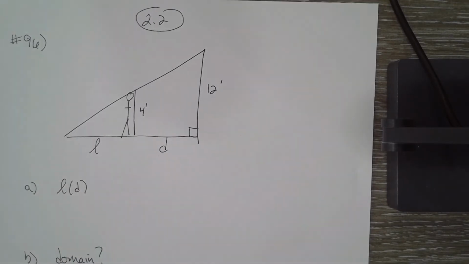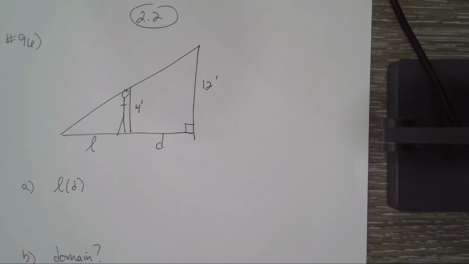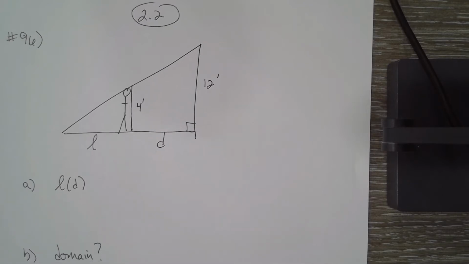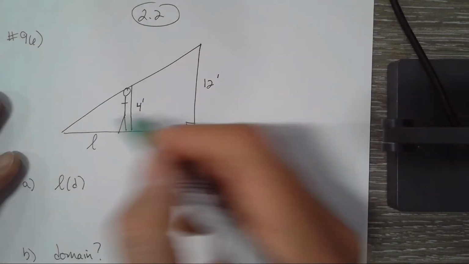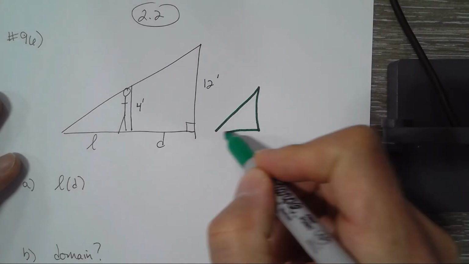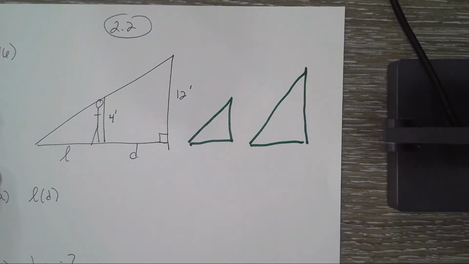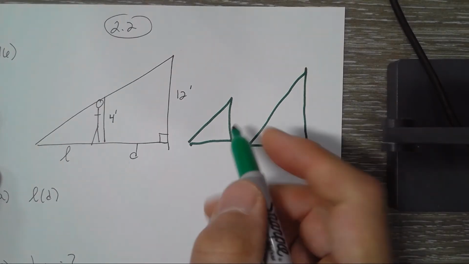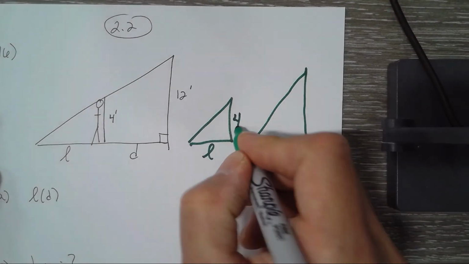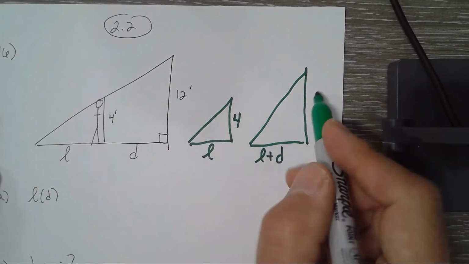Okay, so we need to use the fact that ratios of corresponding sides of similar triangles are equal. So this is another similar triangles problem where we have two similar triangles. We have a small one here and we have a large one. So labeling them, we know this is L and this is 4. This is L plus D and this is 12.